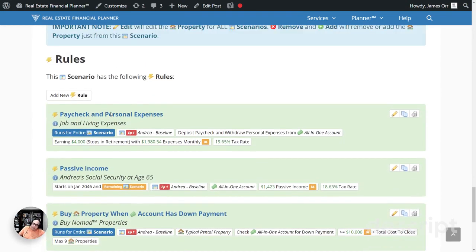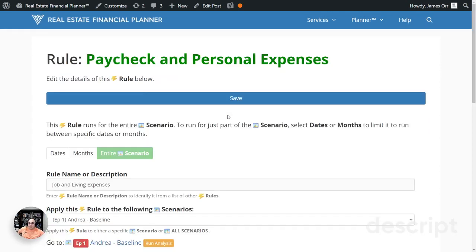Okay. Now we're on to rules. Rules are things that modify accounts and properties and sometimes other rules. So basically, it allows you to manipulate things and do stuff. So for example, how do we model Andrea's paycheck? So here's her paycheck rule. And if we go in there, you can see that it says paycheck and personal expenses.